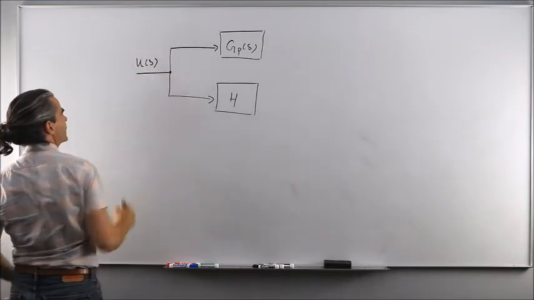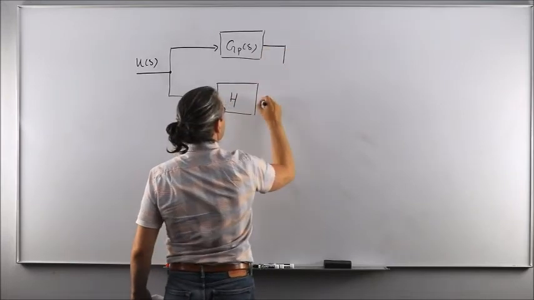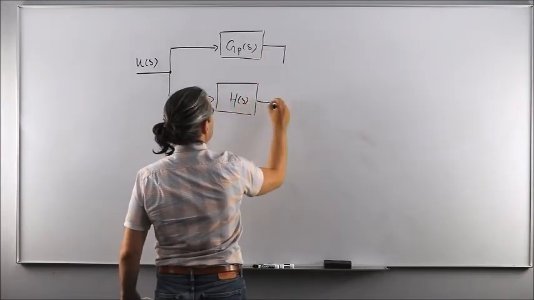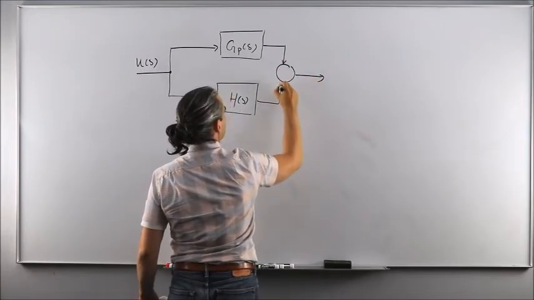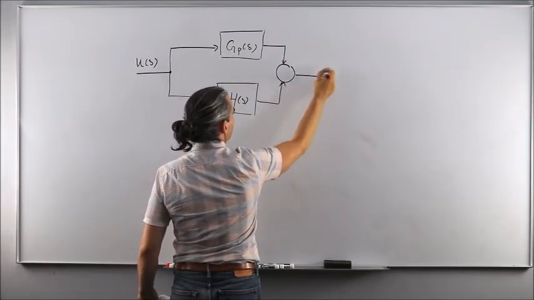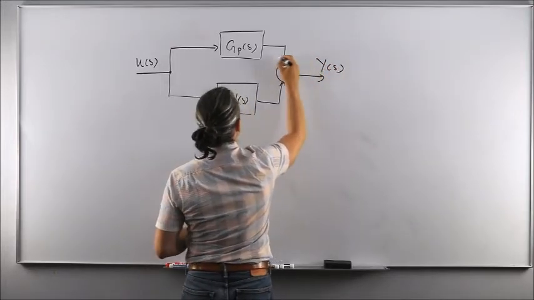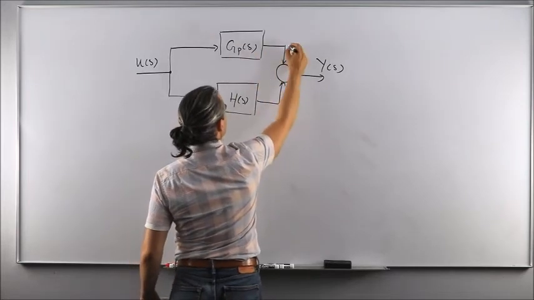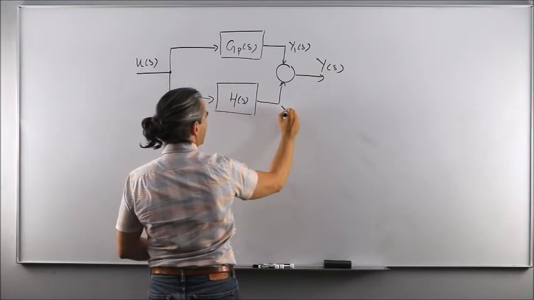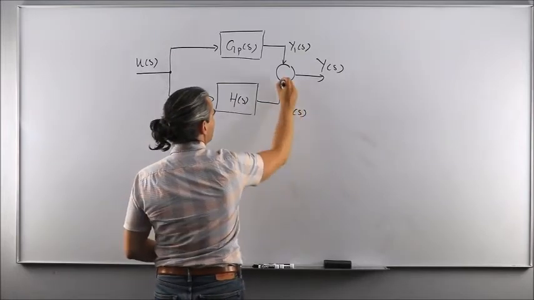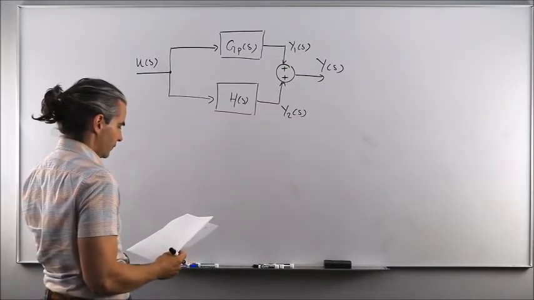If you denote this as U of S, and then the output of the individual systems or transfer functions will be added together to form the global output being denoted by Y of S. And let's denote the output of this one only by Y1, and the output of that one as Y2, plus, plus. Okay?